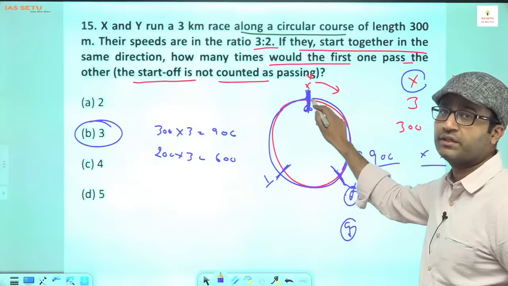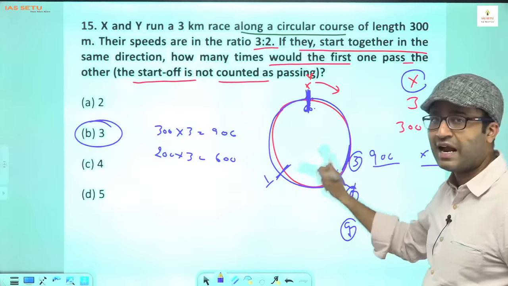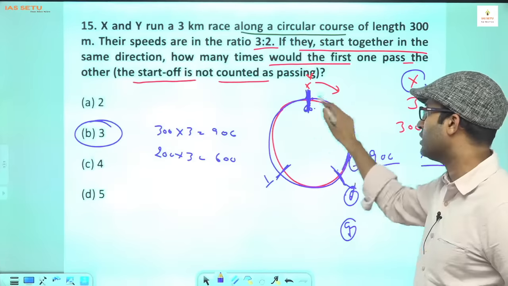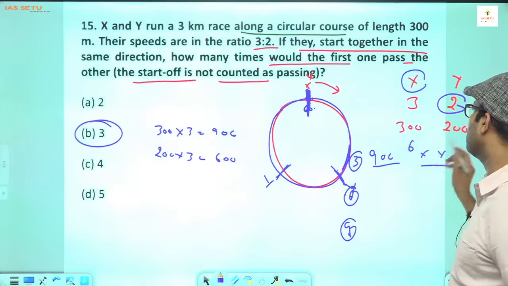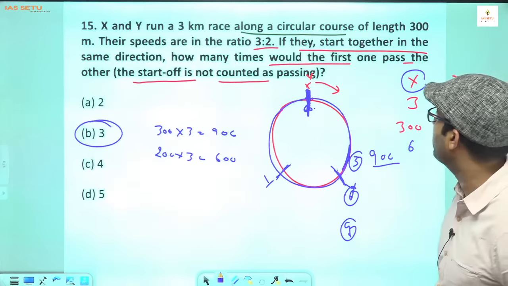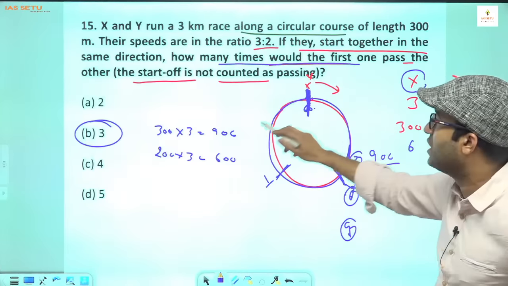जब x 600 मीटर, 900 मीटर कवर करेगा, 1 राउंड, 2 राउंड, 3 राउंड, in that time y covers only 2 rounds, and they will meet at the starting point. So when x covers 6 rounds, y will cover 4 rounds. Okay, if they start together in the same direction, how many times would the first one pass the other?